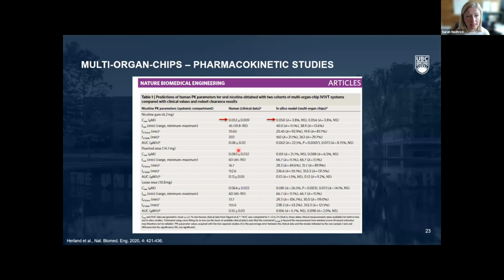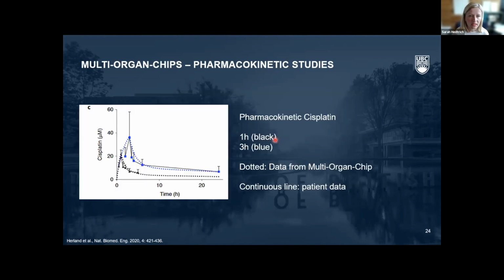And when you look through this list, you clearly see that the PK values predicted by the multi-organ chips are identical or very close to what has been found in clinical trials. And this clearly highlights how predictive those in vitro systems, those organ on a chip systems, in fact, are. And a similar thing has been done with cisplatin, which is a widely used anti-cancer drug. Here are also the PK parameters shown. Black is after 1 hour, and in blue, this is after 3 hours. The dotted line is the data derived from multi-organ chips, and the continuous line is the patient-derived data. And you can clearly see that there is almost 100% overlap between the data from the multi-organ chip and the actual patient data, which again shows how powerful those organ on a chip setups can be.